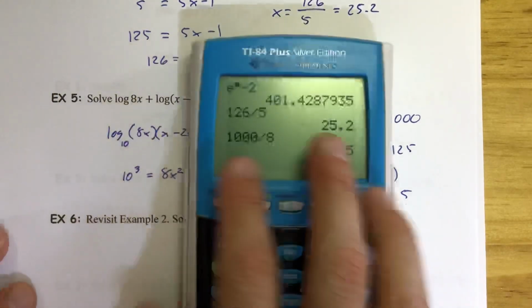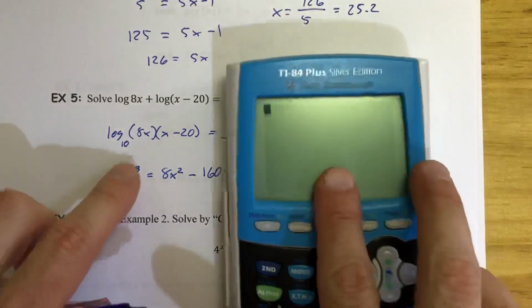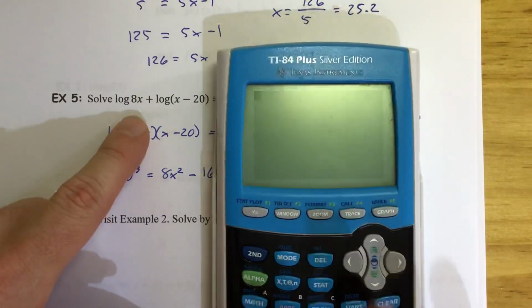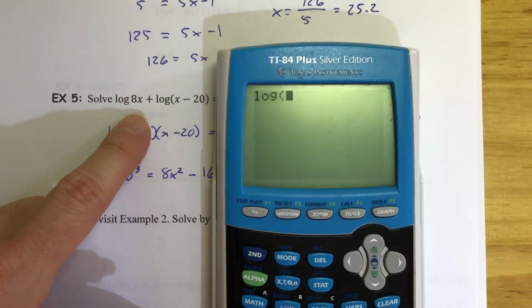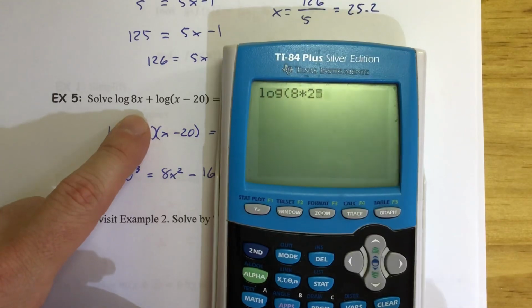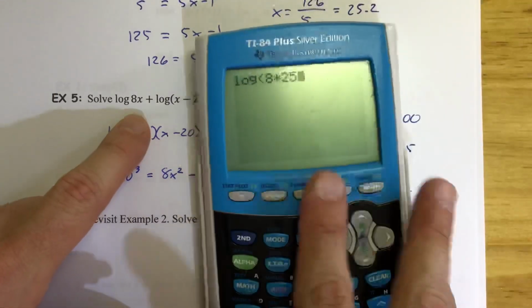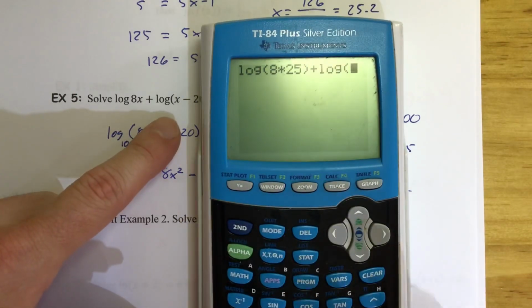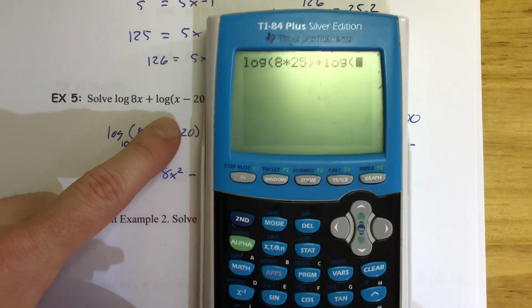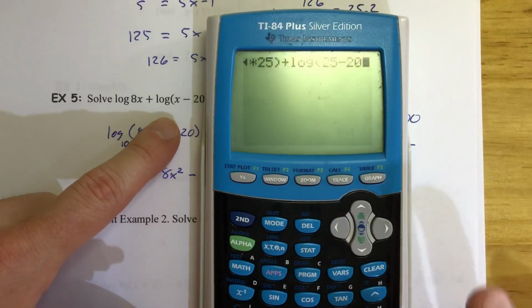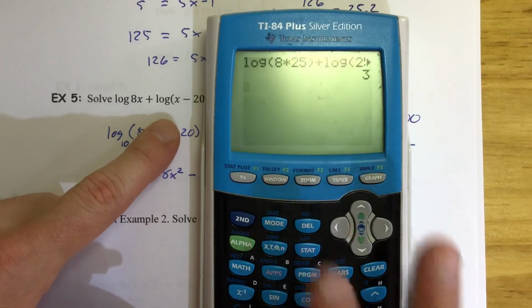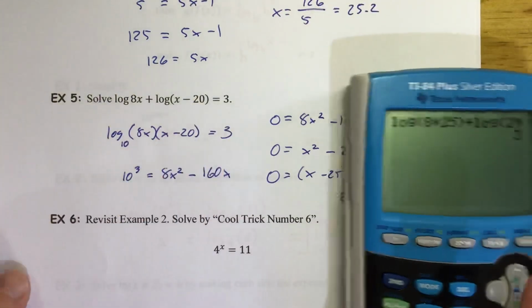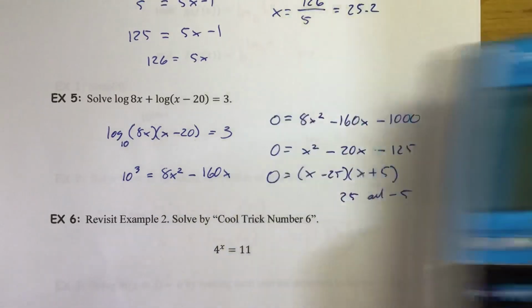All right, let's just check it because I want to make sure I got this right before I publish this video. You got log of 8 times 25. That's the answer I'm claiming here. Plus the logarithm of 25 minus 20. And yay, we get 3. All right, so all is good.